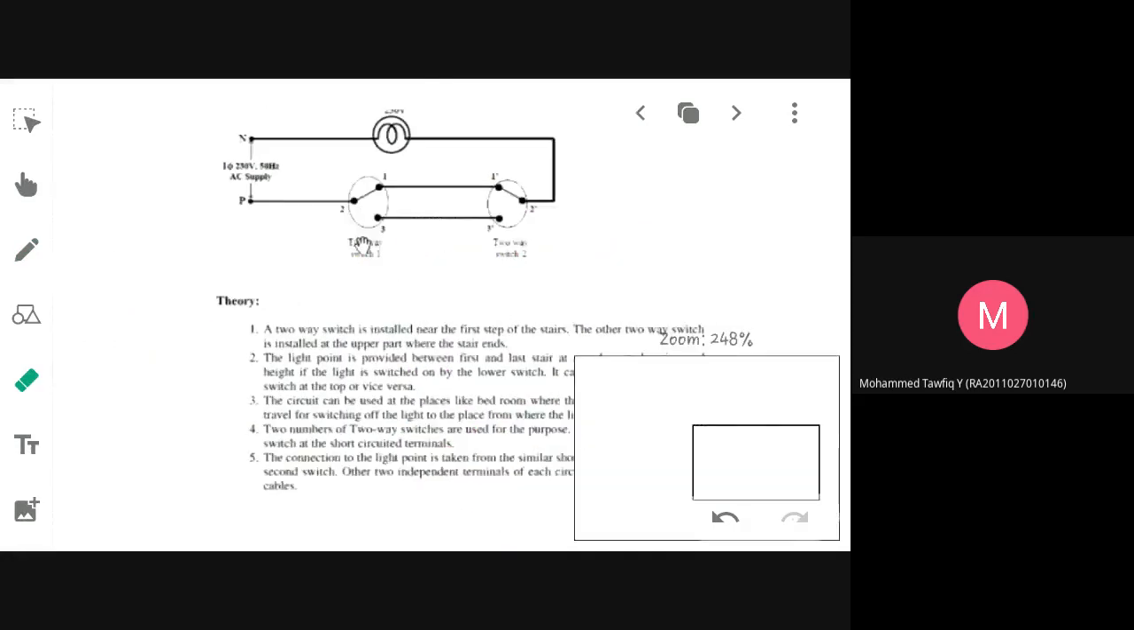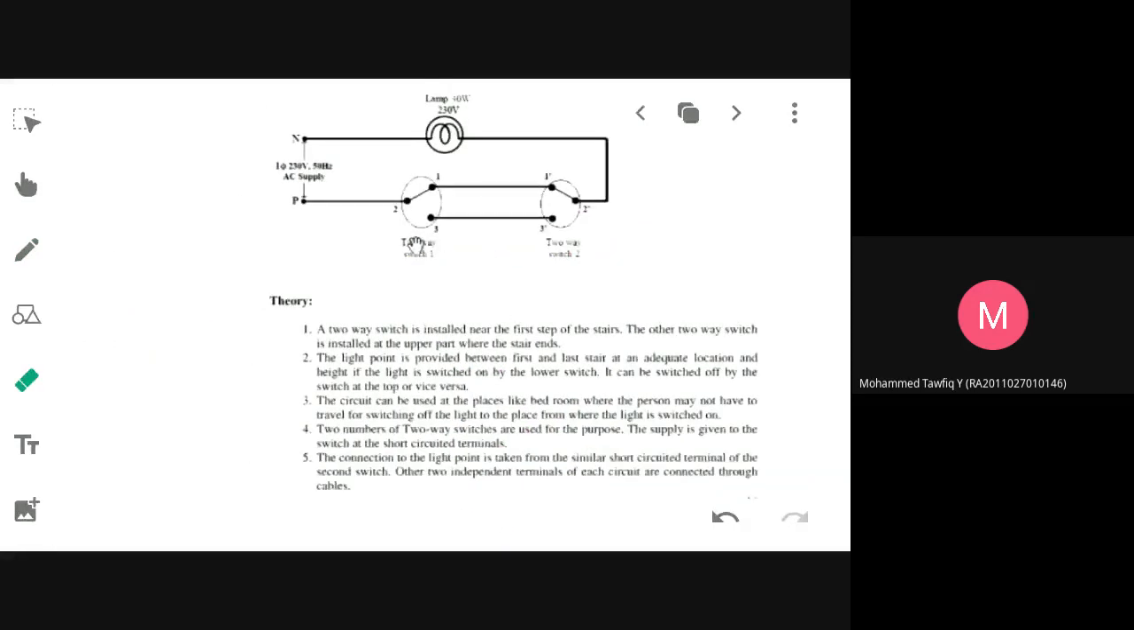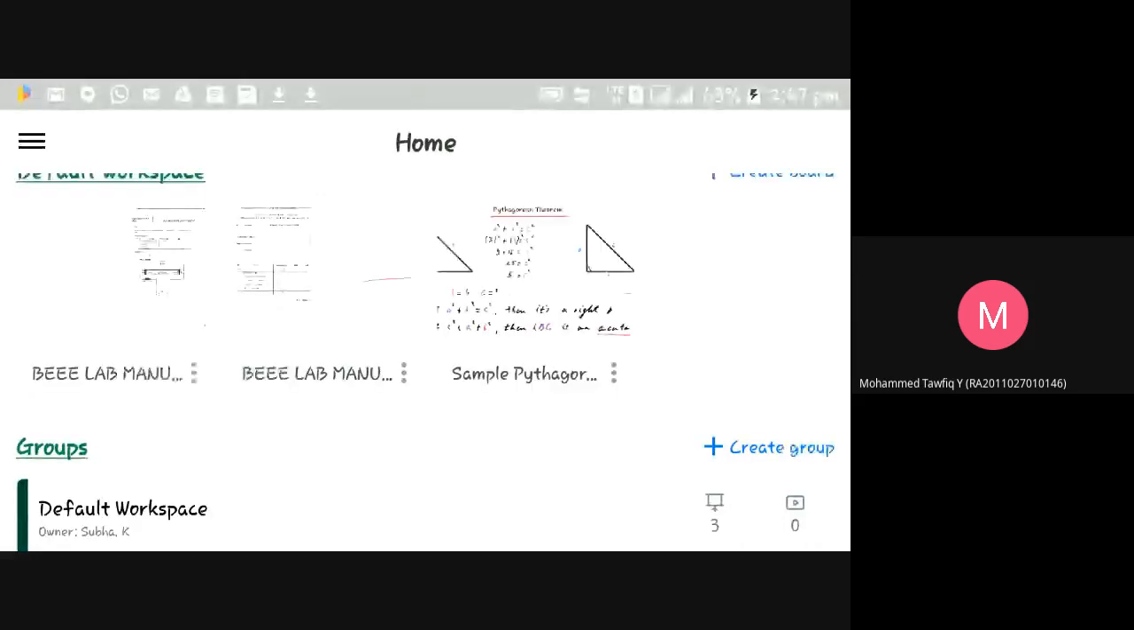Okay. Now we will try this in E circuit. I will stop presenting from here. I will try this in E circuit. Okay, all have opened E circuit.